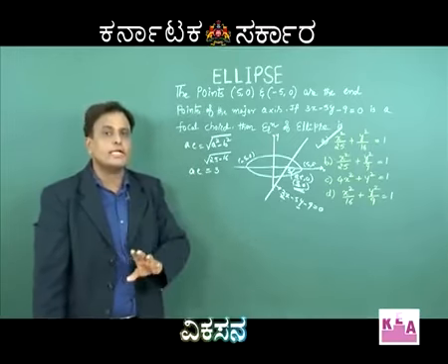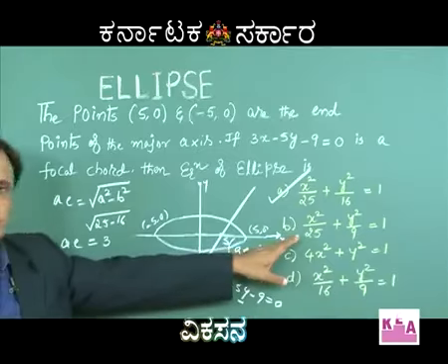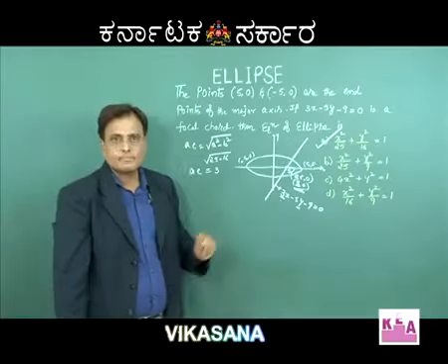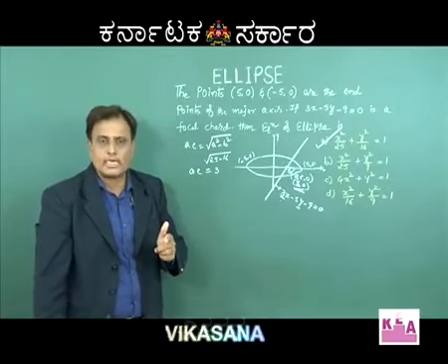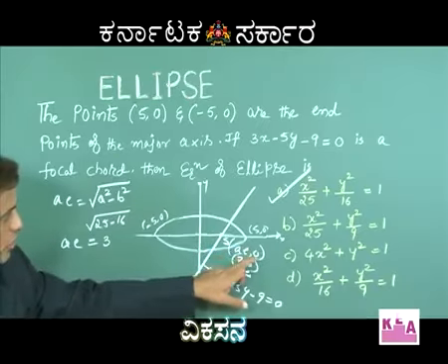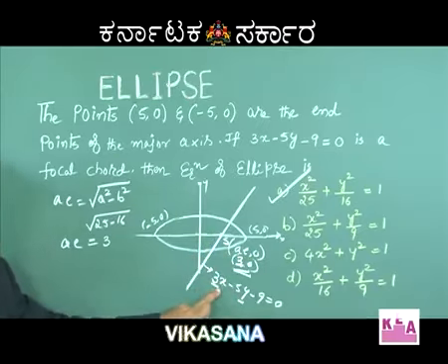I will tell you, you can try it. For the second option, a square minus b square is how much? A square is 25, b square is 9, 25 minus 9 is 16, root of 16 is 4. That means this point will become (4, 0). Substitute it: 3 fours are 12, minus 9 is not equal to 0.